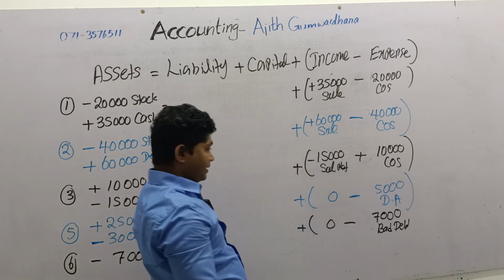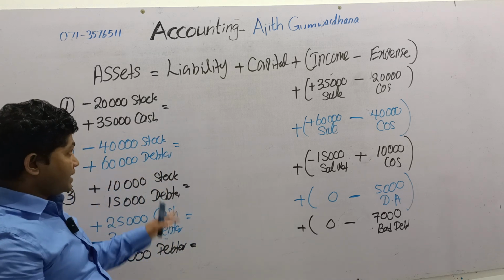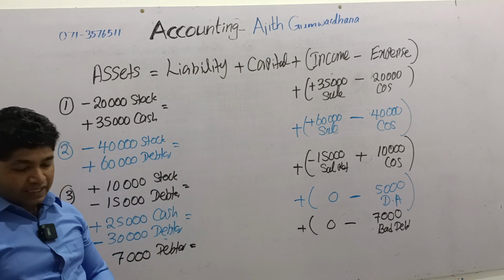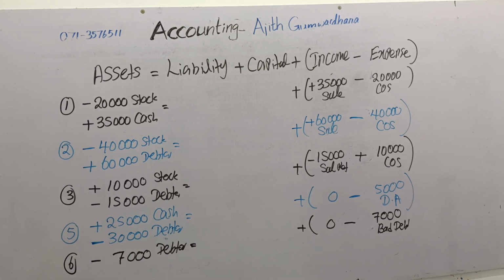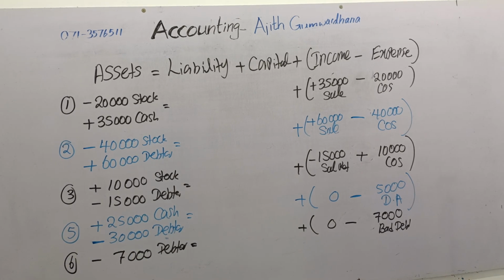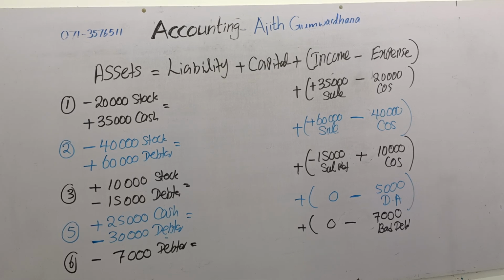But think effect for expense increase. Then this is the second equation: assets equal liability plus capital plus income minus expense. Therefore you have to know how to record each and every transaction by using this equation also. Not given separately equity, but given separately income and expense.